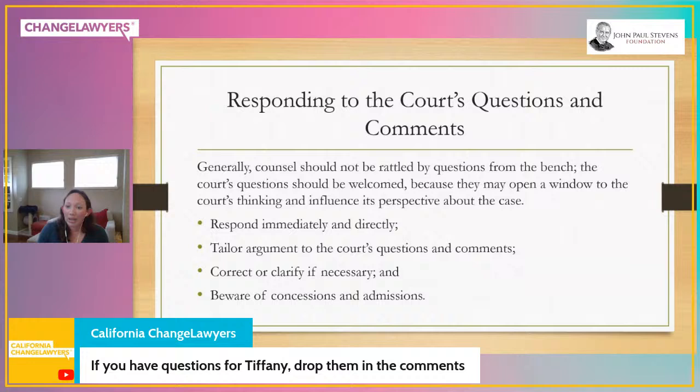And oral argument is an opportunity to clarify ambiguities, both in your own brief, but also in the court's understanding of certain facts or legal issues or the legal authority that they're dealing with. So if you get the sense through the questions that there's any misunderstanding or ambiguity that needs to be clarified, use your responses to the court's questions as a chance to do so.